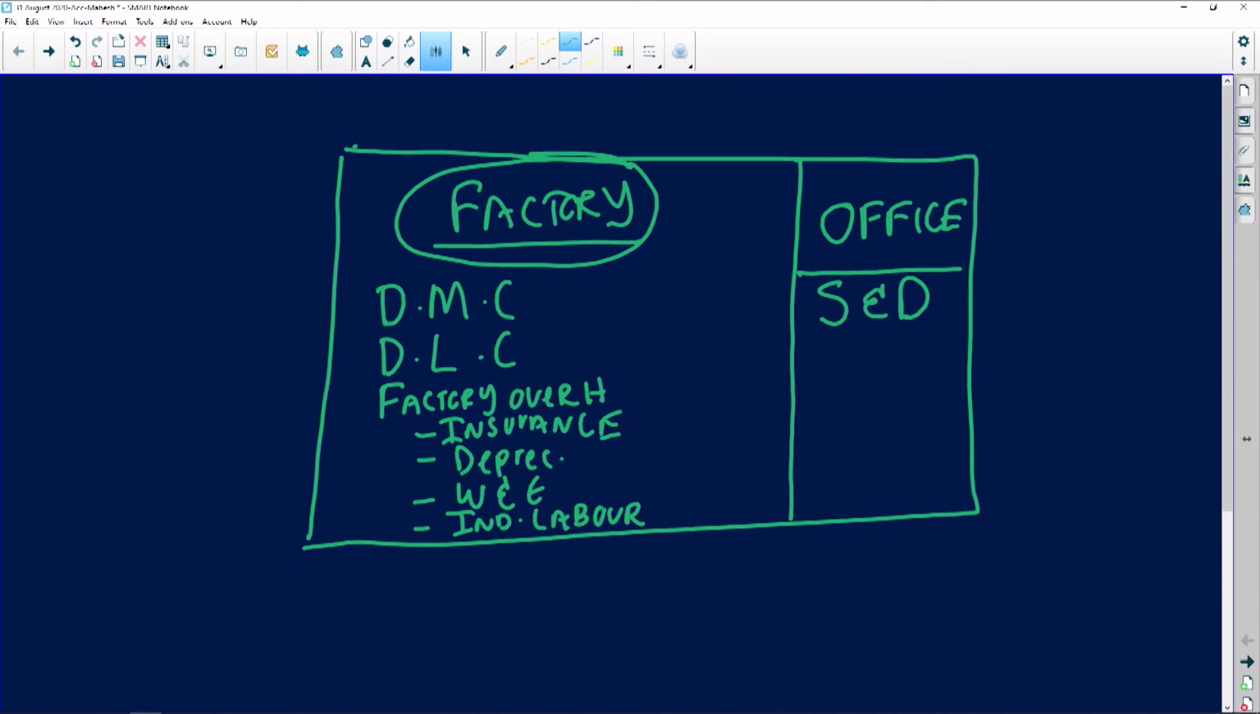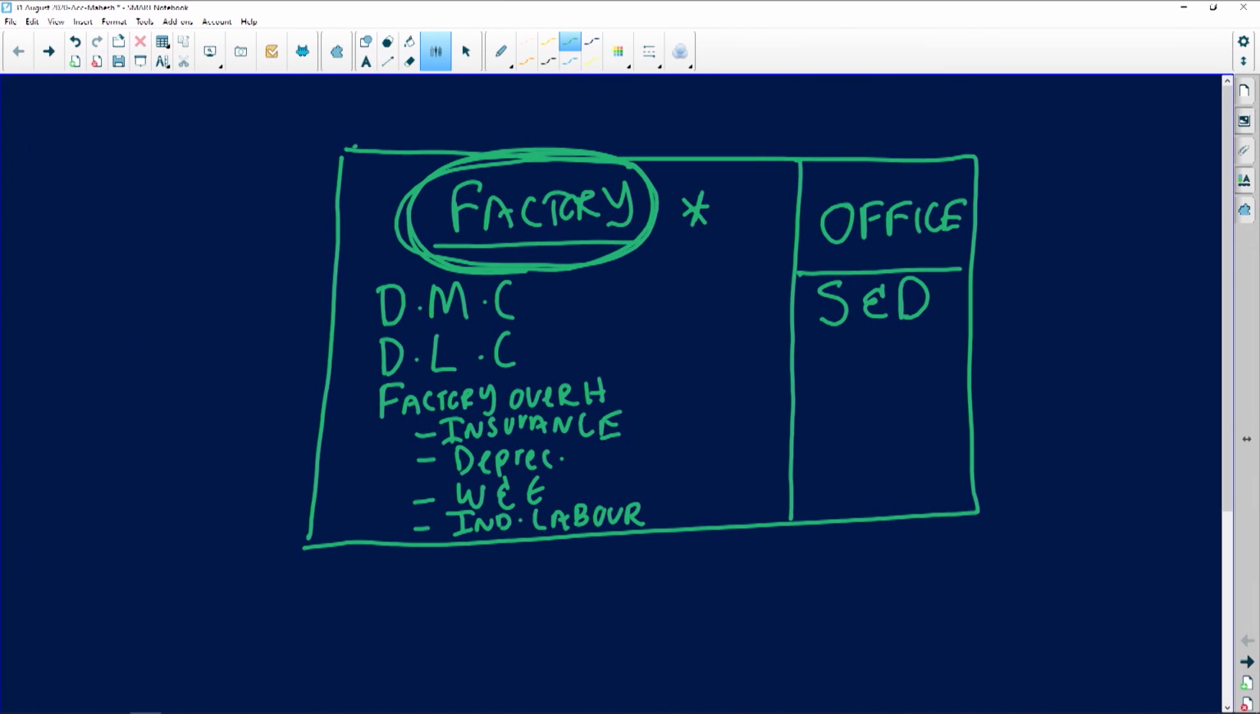So remember, these costs, as I mentioned, happen in the factory itself. And this is what you need to remember. So when you are drawing up the production cost statement, ask yourself, is this happening in the factory? If the answer is yes, then it will go into your production cost statement.